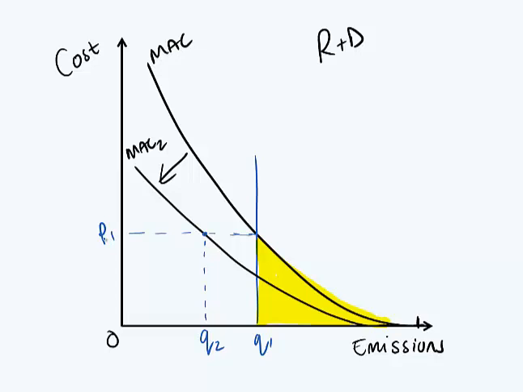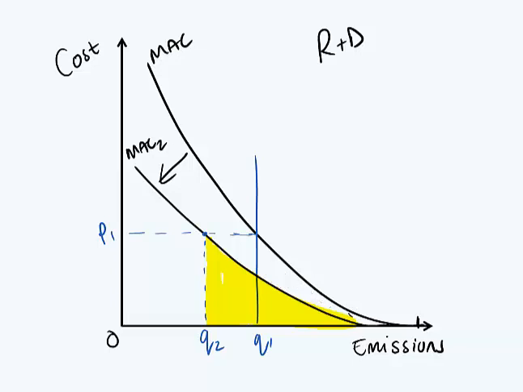Our total abatement cost changes from the yellow area to this yellow area. So we have a new marginal abatement cost curve, and total abatement cost is below our new marginal abatement cost curve and up to the point where we reduce emissions. So this new yellow area is our total abatement cost. So we lost this area over here that we previously paid, and we do not have to pay it anymore.